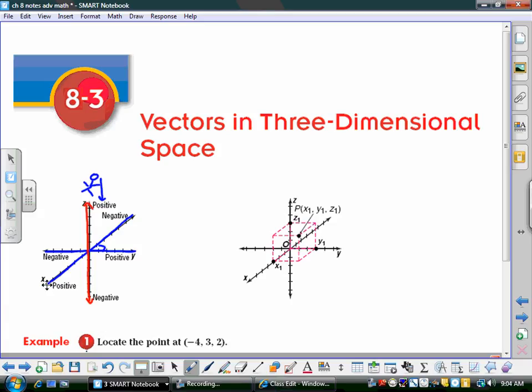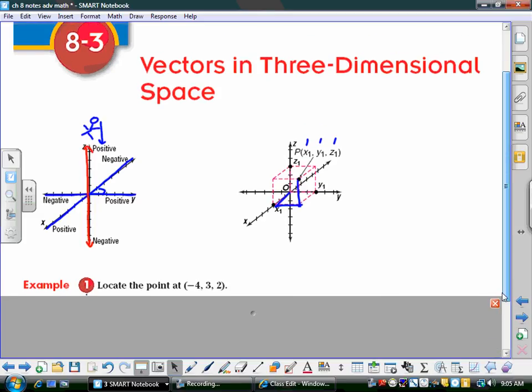So instead of ordered pairs, we're going to have ordered triples, x, y, and z. So they're going to go a certain distance in the x direction, a certain distance in the y direction, and then straight up a certain distance in the z direction. Like I said, I'm not going to ask you to draw things out like that or to locate points, but I do want to show you what it would look like.